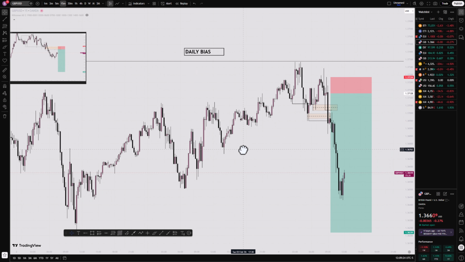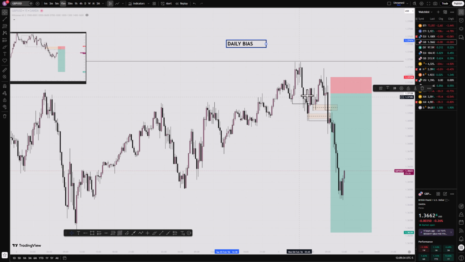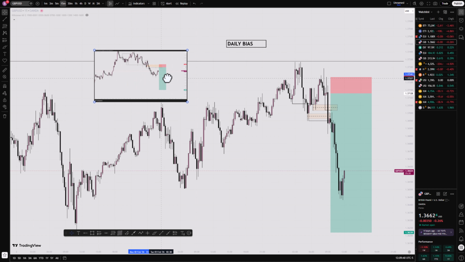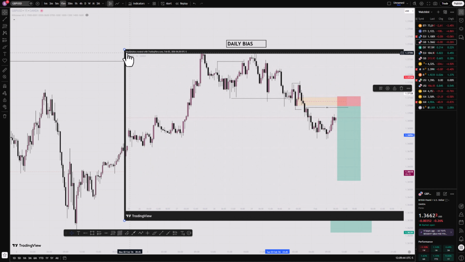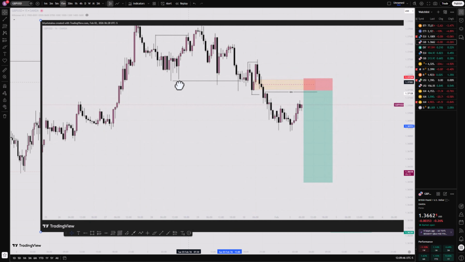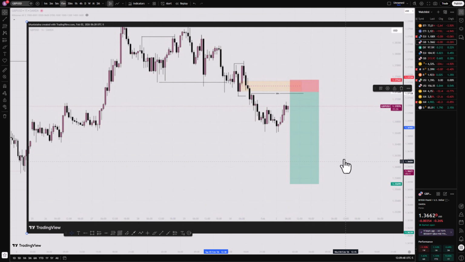Before I start this video, I would like to show you something that happened today on GBP USD, because we have seen that price has given us an indication here and price has been selling. Before I continue, let me show you this. I had this since Monday. This is what I had, and currently I am trading the GBP USD.